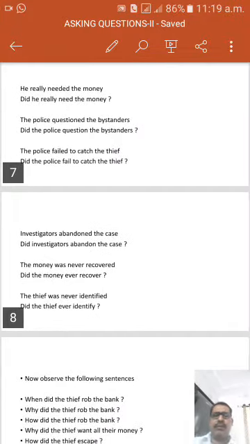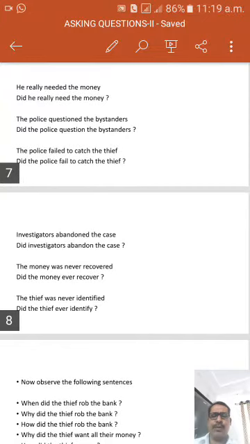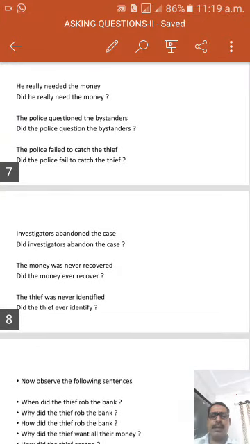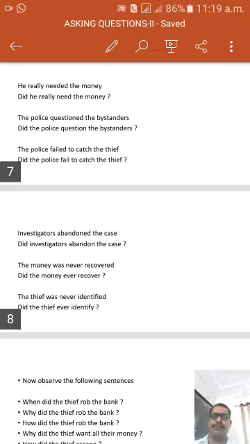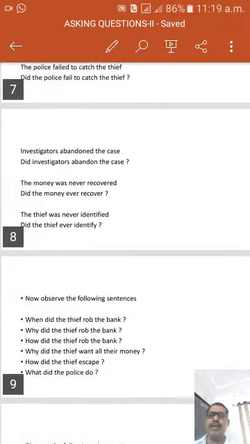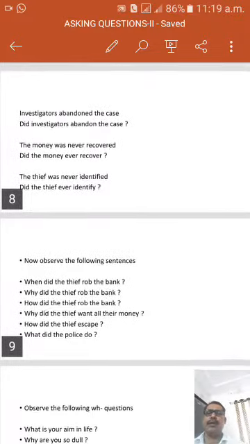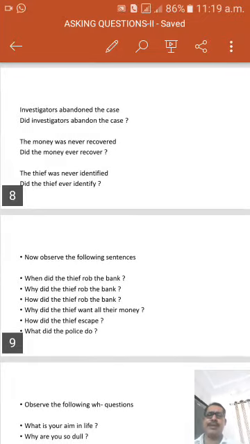So, what I want to say is, in questions starting with do, does, did, we always use the V1 form of the verb after do, does, did. This has to be remembered. Next, now observe the following sentences.